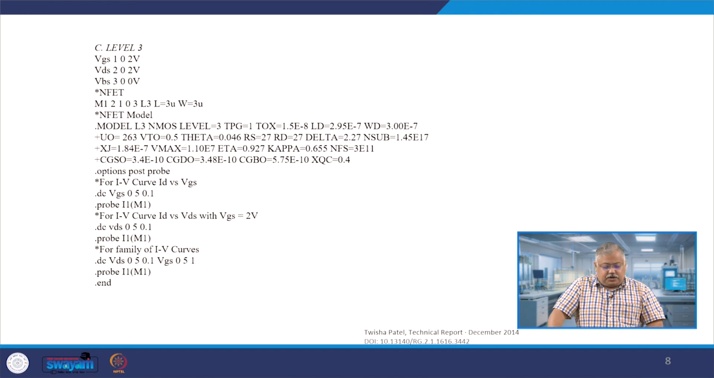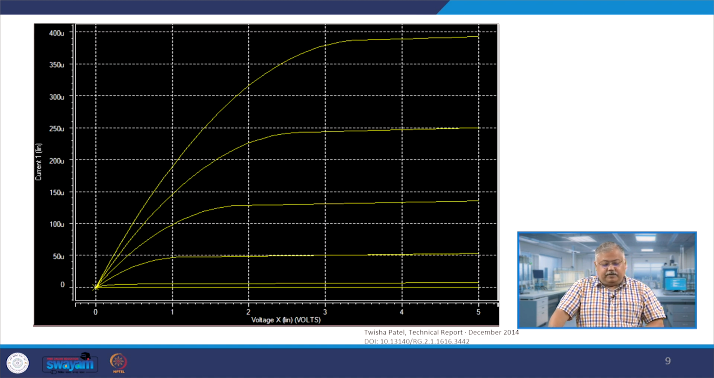Let me come to level 3. Level 3 is exactly the same as level 2. There is not much change here, except that we insert certain extra terms like TPG and others, and this is level equals 3 here. And we try to find out IDVG, IDVD, and families of IDVD. Let us look at the IDVD curve here.